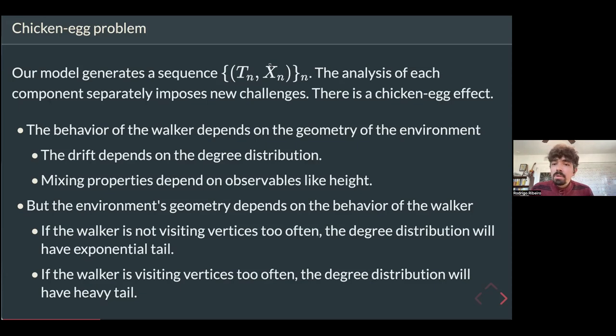Sometimes in the arguments you need to do this back and forth: prove something about the environment, get something back for the walker, then get something back for the environment, and so on. And this makes the proofs a little bit lengthy and the arguments a little bit convoluted, but I don't think it's possible to avoid, because I don't think it's possible to decouple these two processes. Okay, so these are the most obvious problems that we face when we are dealing with this problem.